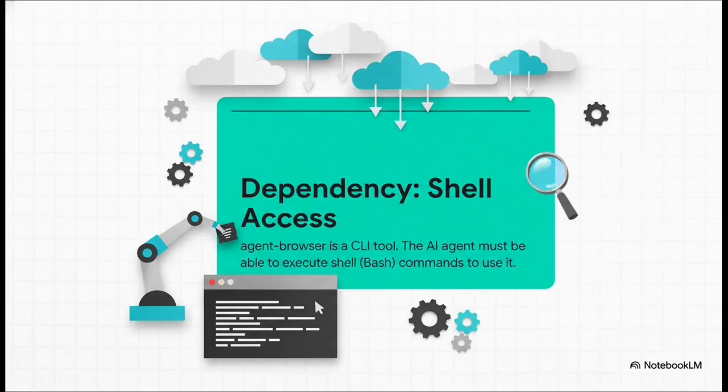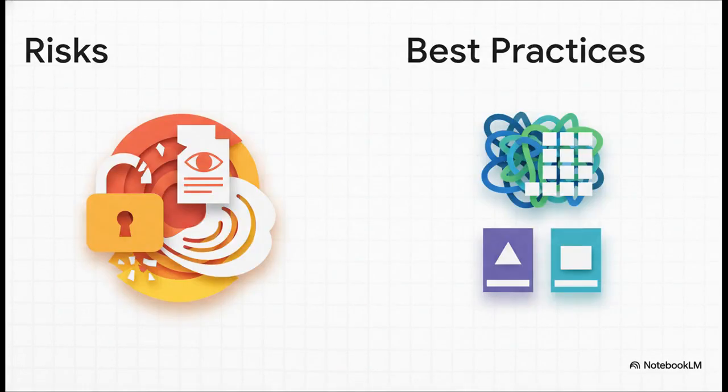Now, here's probably the most important thing to keep in mind. Agent Browser is a command line tool. What that means is the AI agent you're using must be able to execute shell commands, bash commands. That is its number one dependency. And of course, there are always risks. You have to remember that page data is being sent to a large language model, so you really need to be careful with private or sensitive information.